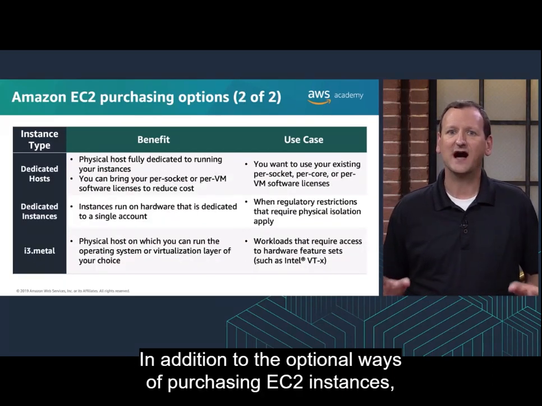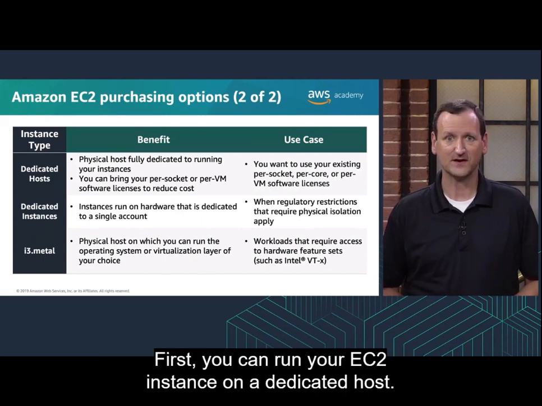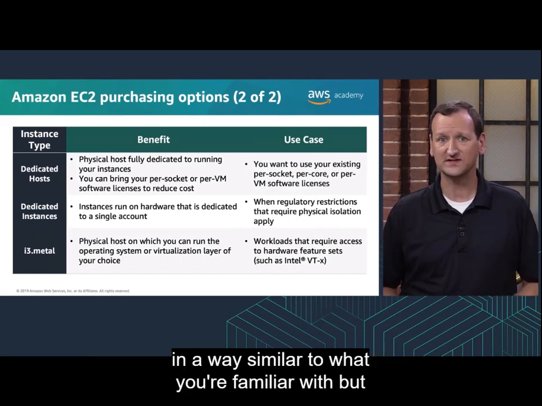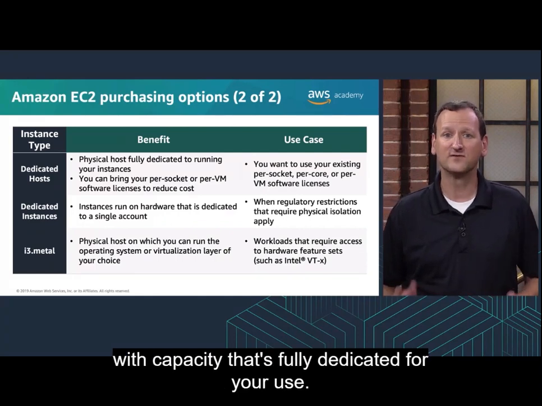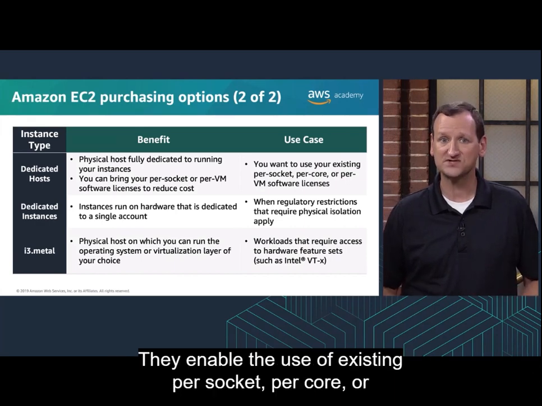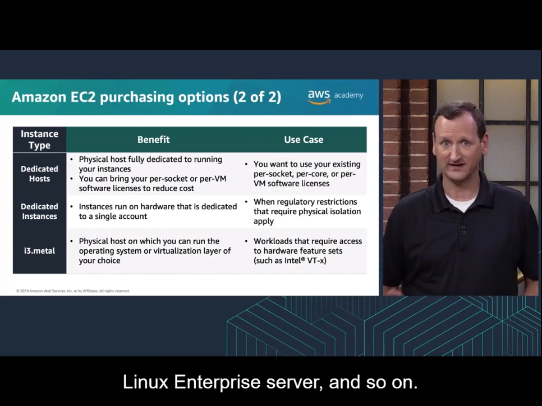In addition to the optional ways of purchasing EC2 instances, you also have 3 different options for how you choose to run those instances. First, you can run your EC2 instance on a dedicated host. Amazon EC2 dedicated hosts are physical servers that run EC2 instances in a way similar to what you're familiar with, but with capacity that's fully dedicated for your use. They enable the use of existing per socket, per core, or per VM software licenses, including Microsoft Windows Server, Linux Enterprise Server, and so on.